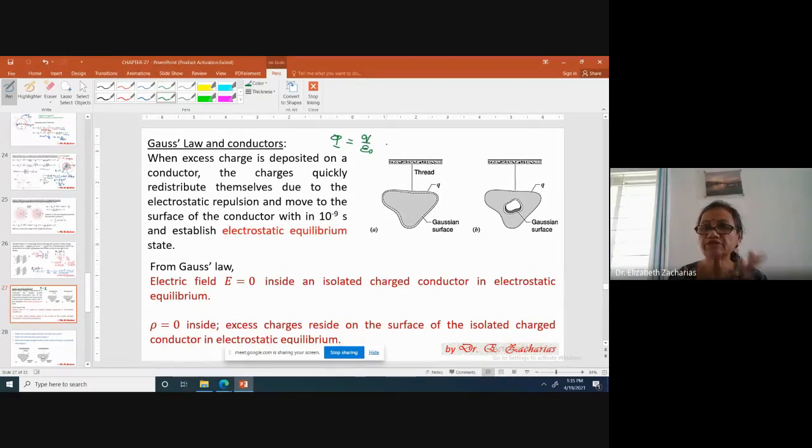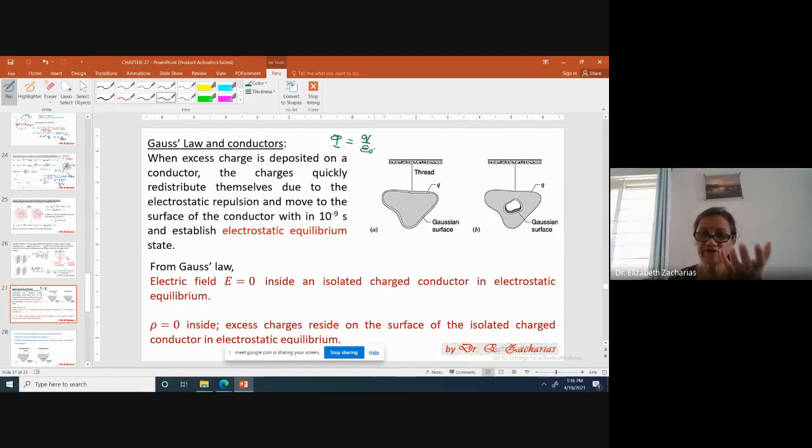Now, let us move to conductors. Remember, your Coulomb's law could be used only for insulators or for charges that don't move. But Gauss law can be applied to conductors. So let's take a conductor. If you remember, I have told you conductor is something where charges can move.